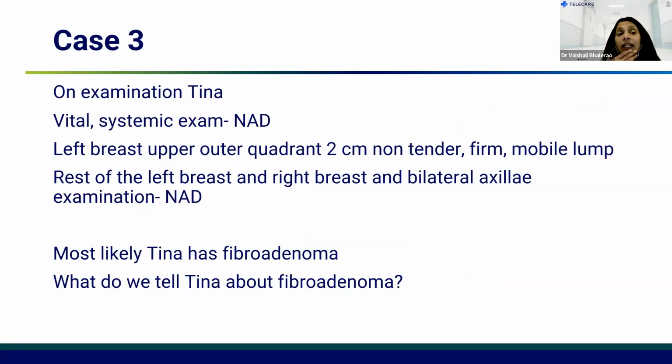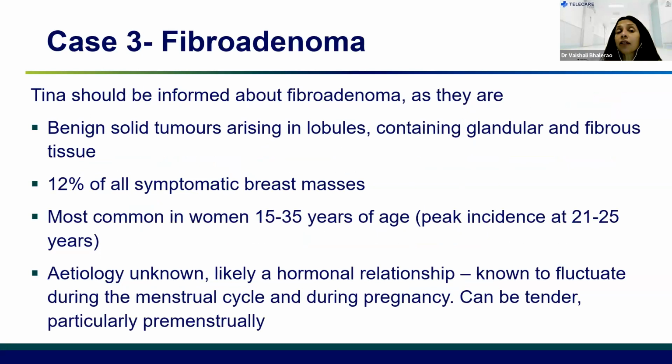So we should inform Tina that fibroadenomas are benign solid tumors arising in the lobules containing glandular and fibrous tissue. 12% of all symptomatic breast masses are fibroadenoma. It is most common in the age of 15 to 35 years. The peak incidence is around 21 to 25. Etiology is unknown, likely a hormonal relationship, known to fluctuate during the menstrual cycle and during pregnancy.